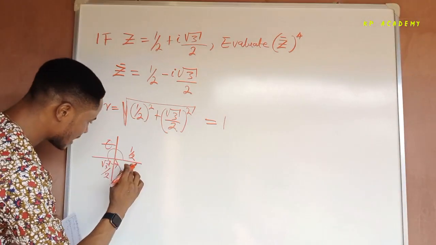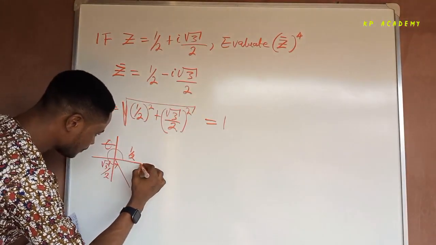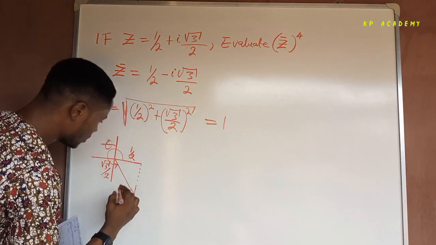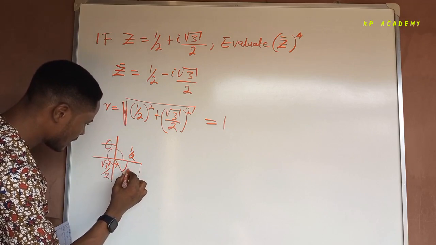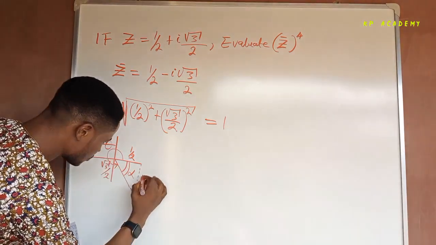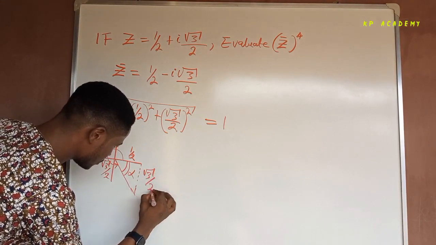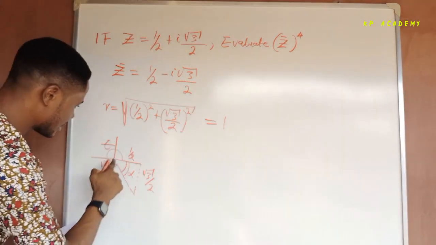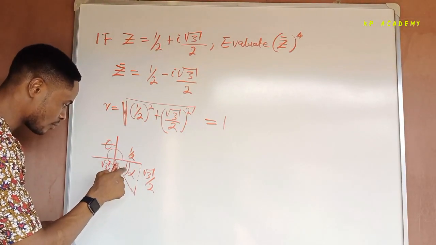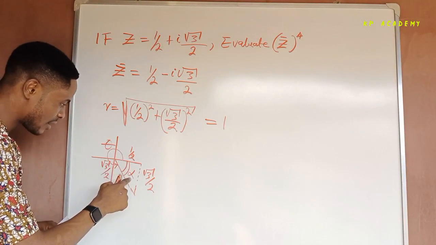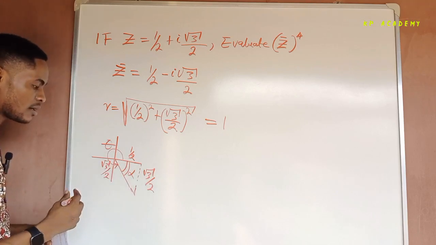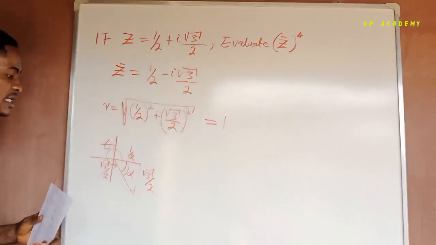Now, what we're going to do is to find the angle here. Alright, there's an angle here. We can call this angle alpha. Of course, this part is also root 3 over 2. Very important. And here is 1 over 2. So we can use this side and this side to find this angle alpha. And of course, if we can find angle alpha, we are going to say 360 minus alpha will give us our angle theta, which is the argument.